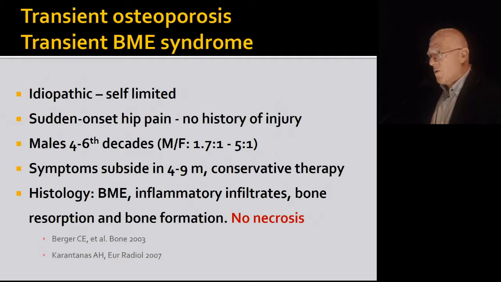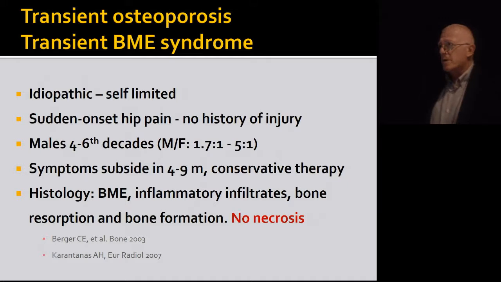In the late 50s, transient osteoporosis was described by Curtis and Lacade in women in the third trimester of pregnancy or right after delivery. But then we found out that mostly transient osteoporosis is seen in middle-aged men. This is an idiopathic and self-limited disorder with a sudden onset of hip pain, no injury in the history. Usually it lasts between 6 and 9 months, and the histology never shows osteonecrosis, so it's a completely different entity.